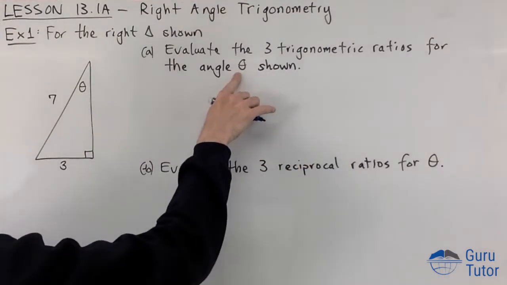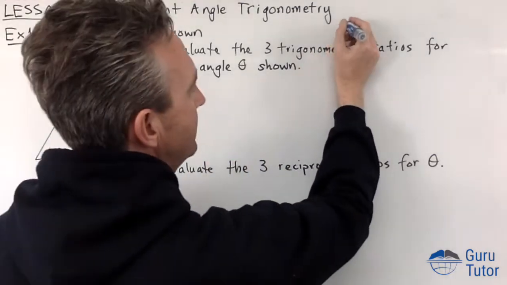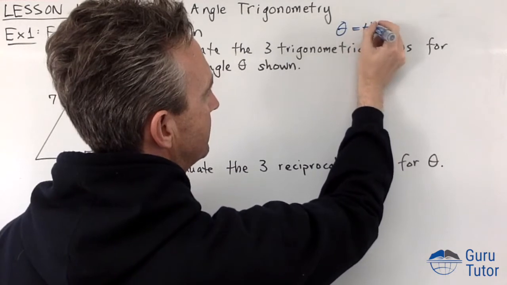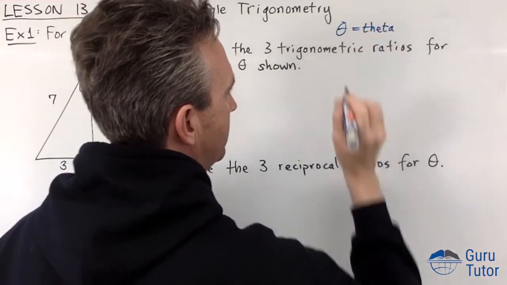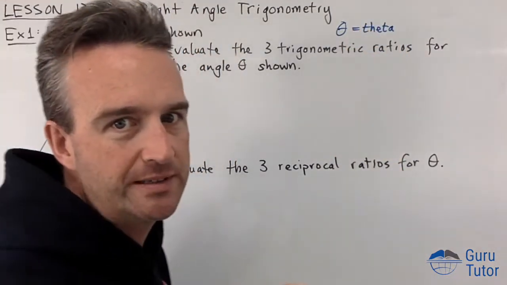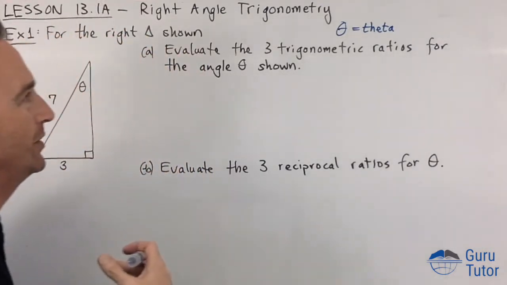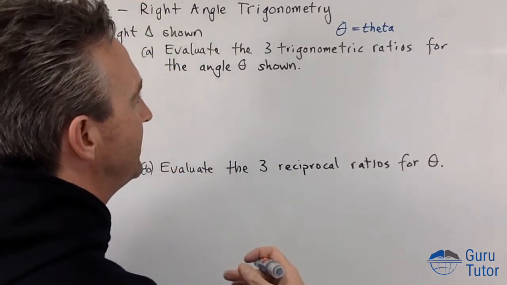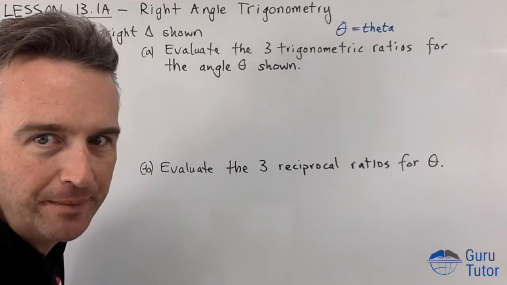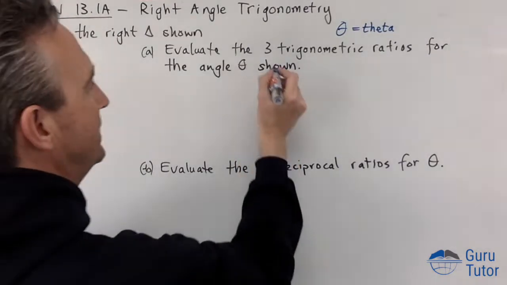So what's this little symbol here that looks like an Easter egg? That is a Greek letter, theta. Sorry, I'm Australian, so I say theta. I think in America, in the North Americas, they say theta. But you're going to hear me say theta, so you'll have to get used to that.